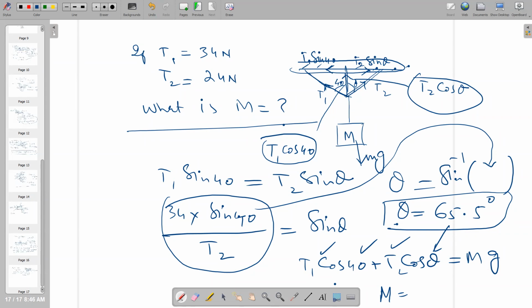And g, you know that it's 9.81. So write the values and solve it and get the answer m. It is around 3.7 kg. So here in this question, the problem is making the components. If you make the components, then it is easy to solve, otherwise difficult.